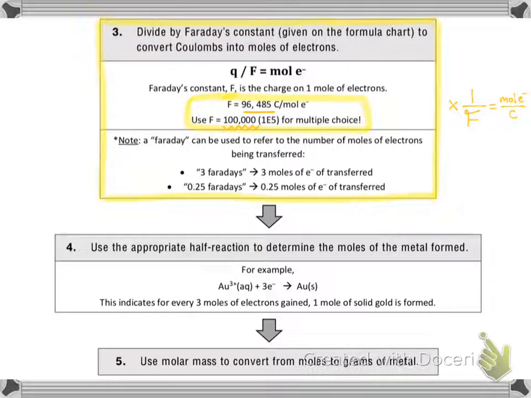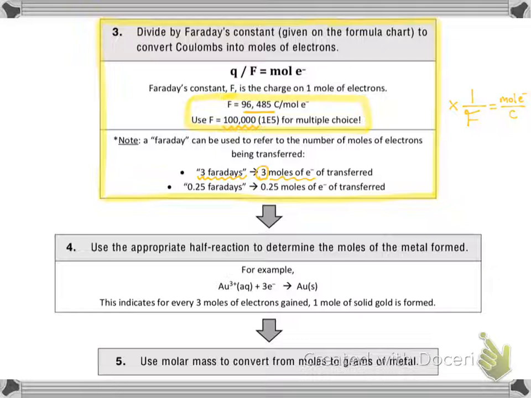There's an important terminology thing to note. People actually will talk about a Faraday, and that'll be referring to the number of moles of electrons being transferred. It's basically just another chemistry shortcut. So if someone talks about 3 Faradays, that means 3 moles of electrons were transferred. If you had 0.25 Faradays, it was 0.25 moles of electrons transferred. So be familiar with that terminology. Now we know the number of moles of electrons being transferred.